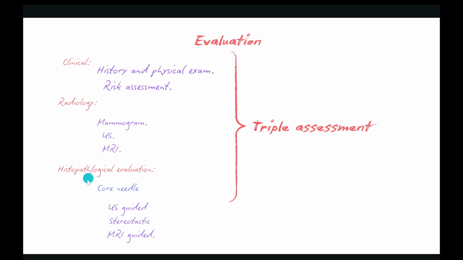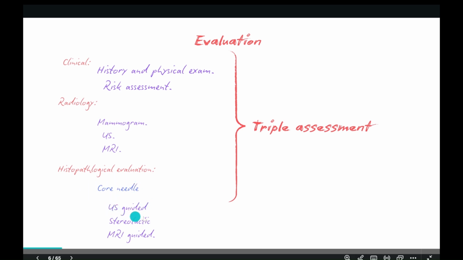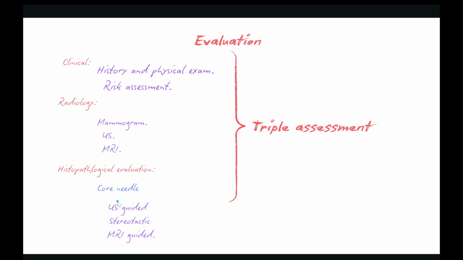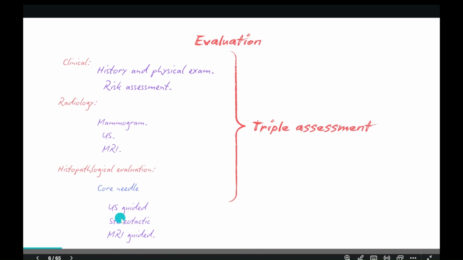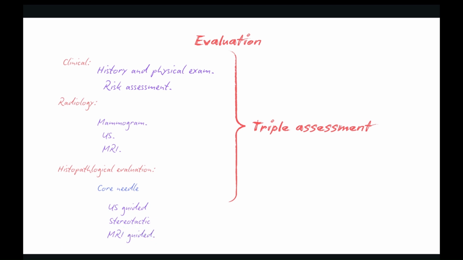Histopathological evaluation will be done by the core needle biopsy, and it can be done through the ultrasound guided biopsy if the mass or the lesion can be seen by the ultrasound. If the mass or the lesion, like microcalcification, cannot be seen by the ultrasound, you can do for them stereotactic biopsy. And if not, MRI guided if the lesion can be seen only by the MRI.